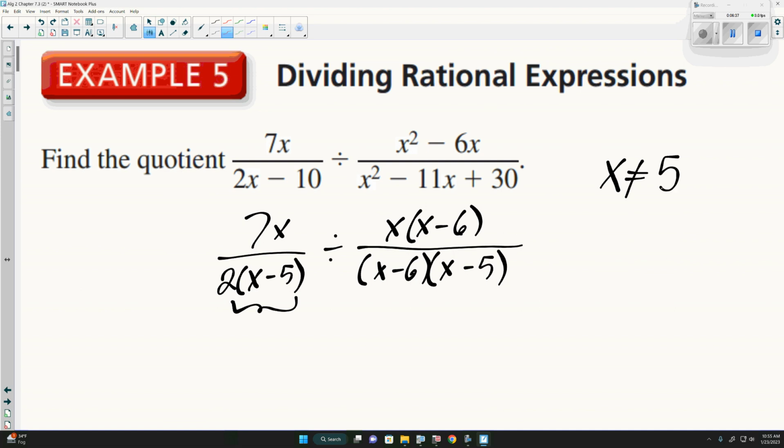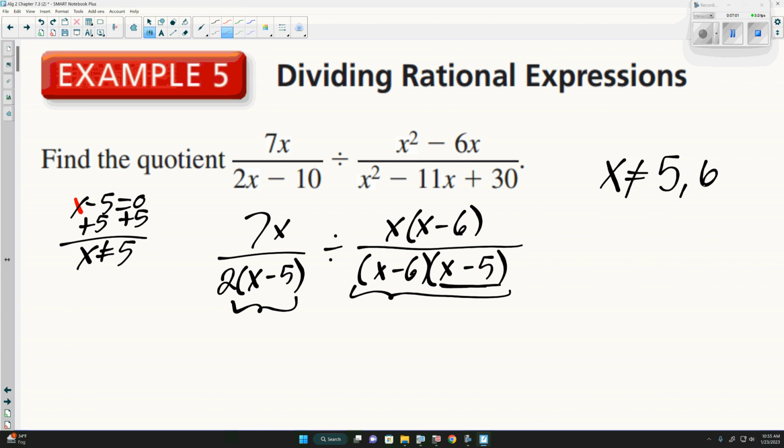Would be 5, because we can set x minus 5 equals 0, then solve by adding 5 to both sides, telling us x is 5. So if x is 5, we will have a denominator of 0. And if we look at the other denominator, we already have the x minus 5 covered, yes? So the x minus 6 would be 6. Because if we solve this here, x minus 6 is equal to 0. Add 6 to both sides. That'll tell us x is equal to 6, so that value does not work.